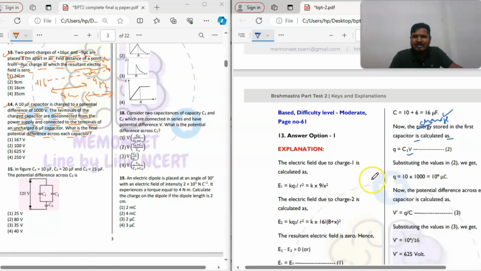Now put the value of C1. So what is the C1? C1 is the 10 microfarad. So Q is equal to what? 10 to the power 6 microfarad.